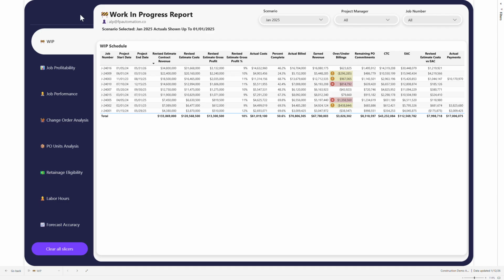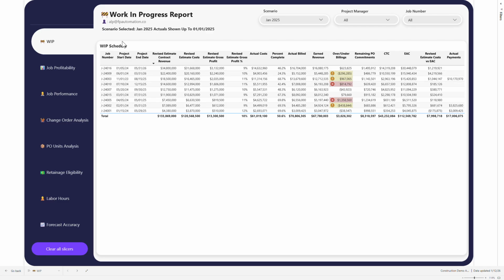In this video, we will be talking about our Work in Progress report, or WIP schedule report, that we have built within our demo asset to showcase how executives and management are reviewing all active jobs across the business and exactly where they stand from a budget versus estimate at completion standpoint.